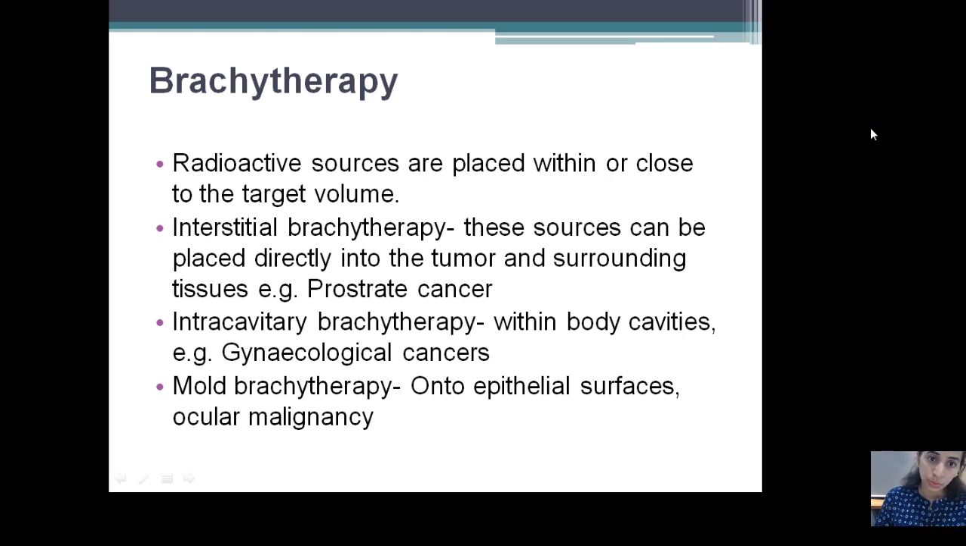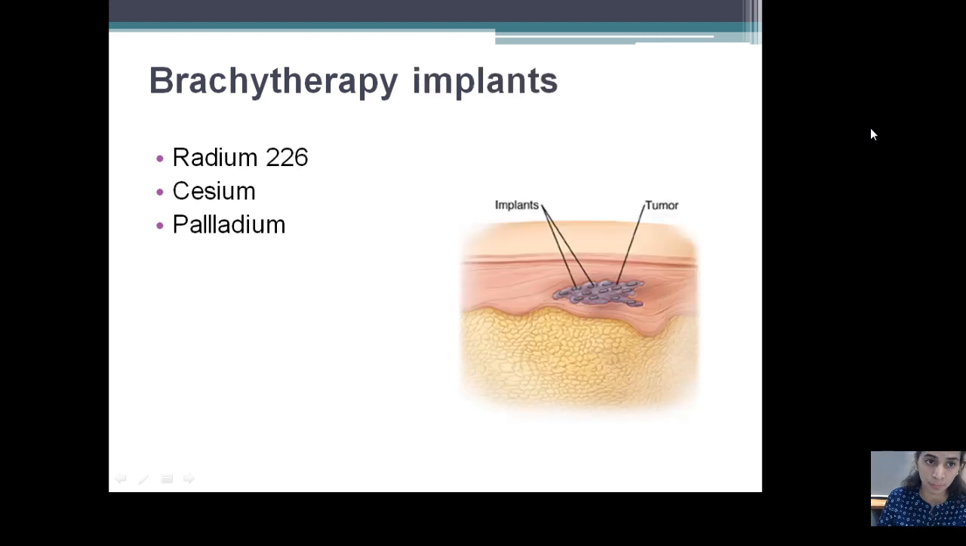The radioactive sources are placed within or close to the target volume. In interstitial brachytherapy, these sources can be placed directly into the tumor and surrounding tissue. The examples include prostate cancer. Intracavitary brachytherapy is within the body cavity. The example includes gynecological cancer. In mold brachytherapy, we are providing it on a surface, for example, ocular malignancy or skin cancers.